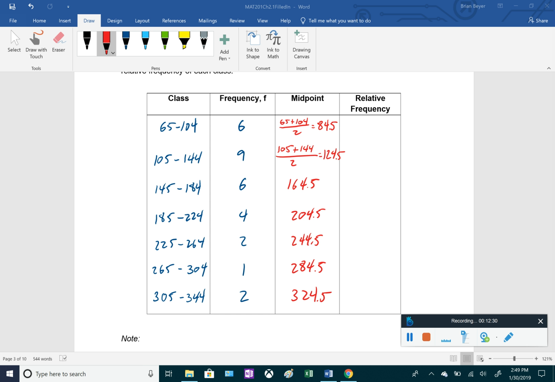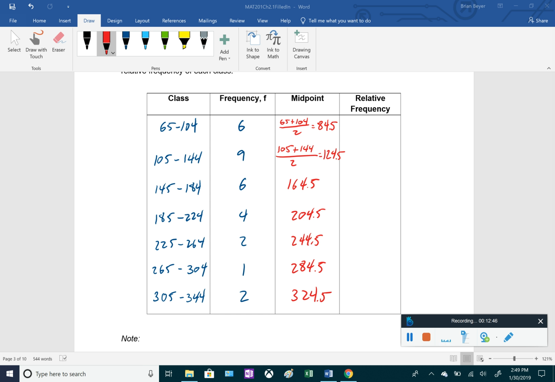You can see that all of the midpoints for each class are just adding 40 over and over again to get to the next one, and that's because that was the class width for this example. Okay, next let's do the relative frequency.